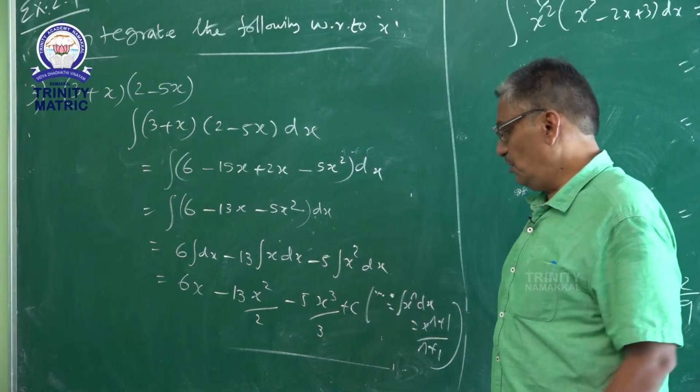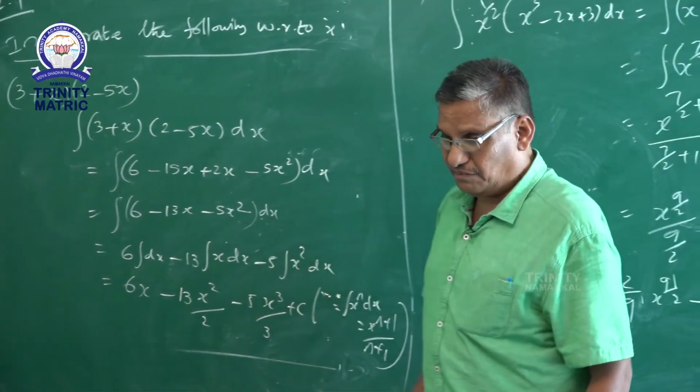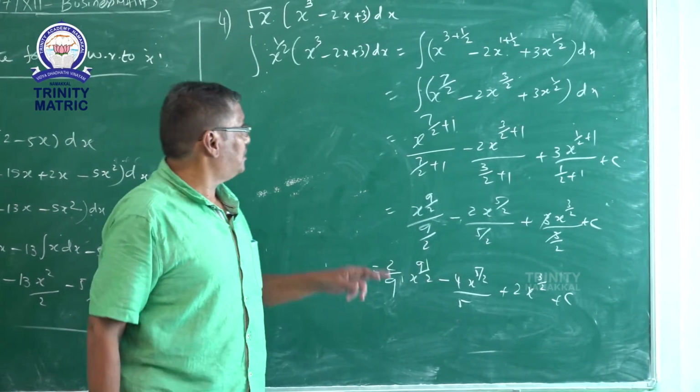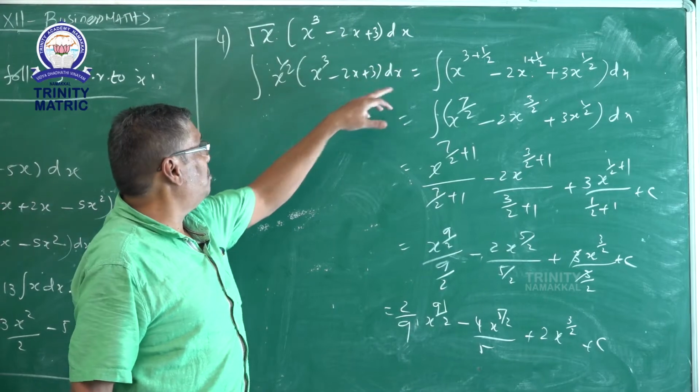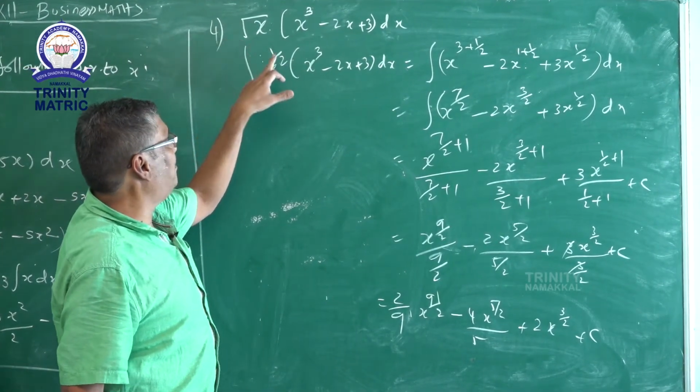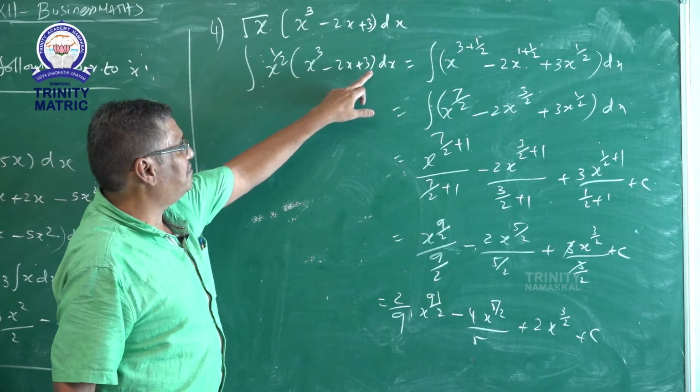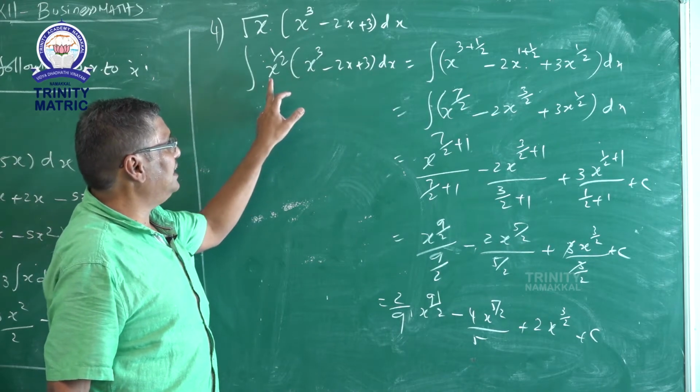That's all. We will go for the next sum, that is the 4th sum. What is that? Product of two sums, that is root x into x cube minus 2x plus 3 dx. You know that already I said that square root means power of half: x power half into x cube minus 2x plus 3 into dx. I am multiplying this one.